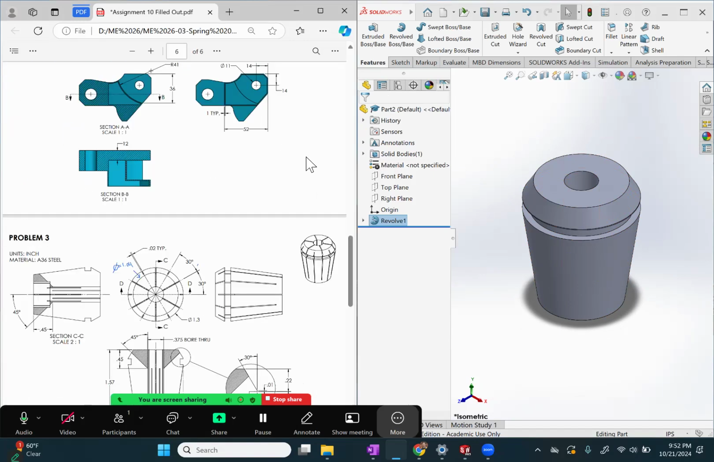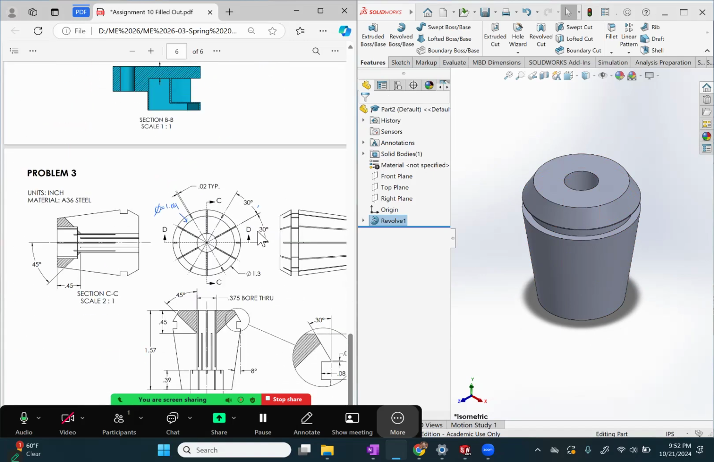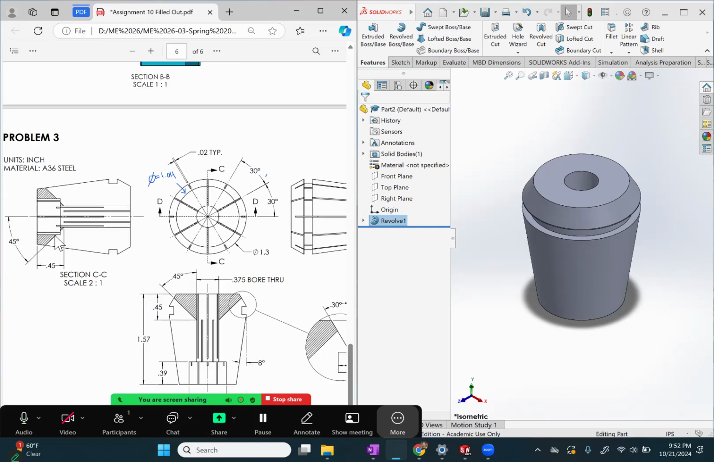So if you noticed earlier, we were given two separate section views, and most people at first glance would think they're identical, and they look very similar. But if you notice on this drawing, the section views are different. So we have section CC. This is the top of the part. So looking at section CC, we can see that these openings, these cuts, go all the way to the top of the piece.